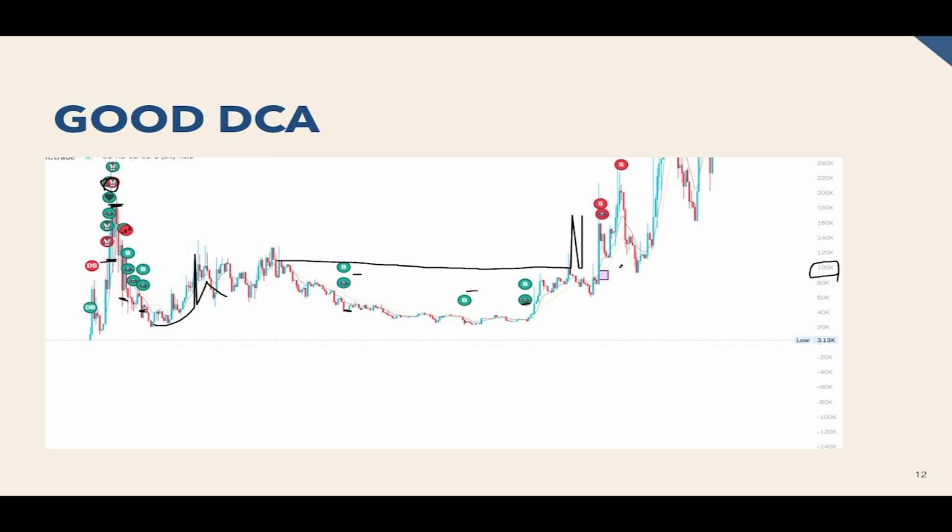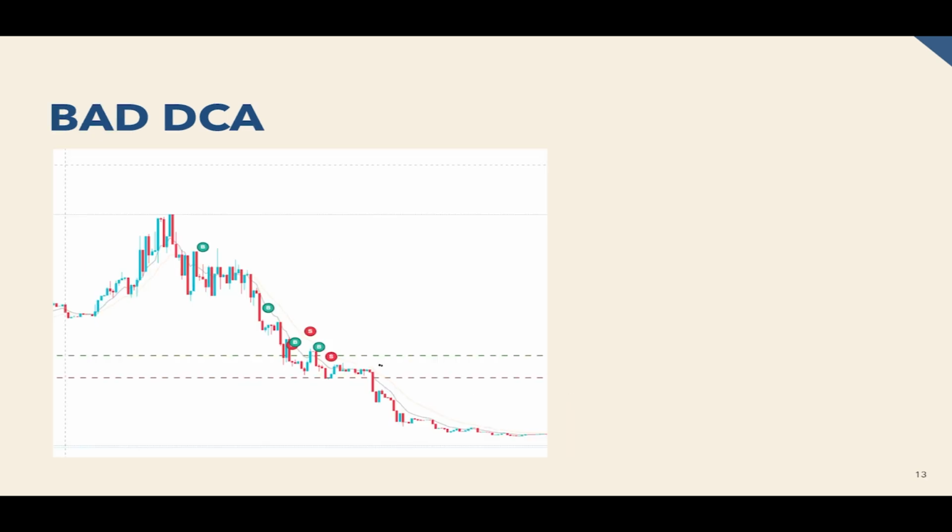And then what you can see is the coin started pumping like crazy, sold a little bit right here, sold a little bit right here, probably sold initials up here, right? So this is what a good DCA looks like. Now let me show you what a bad DCA looks like. This is what most of you guys are doing if you think you're DCAing.